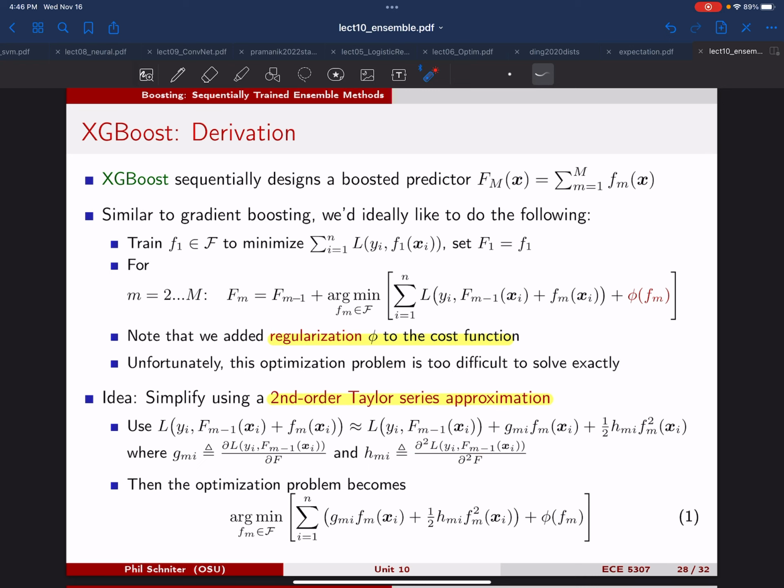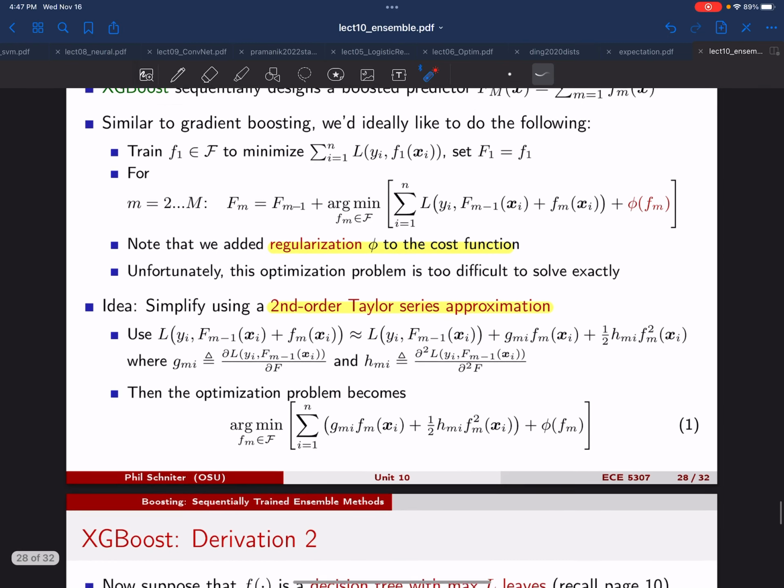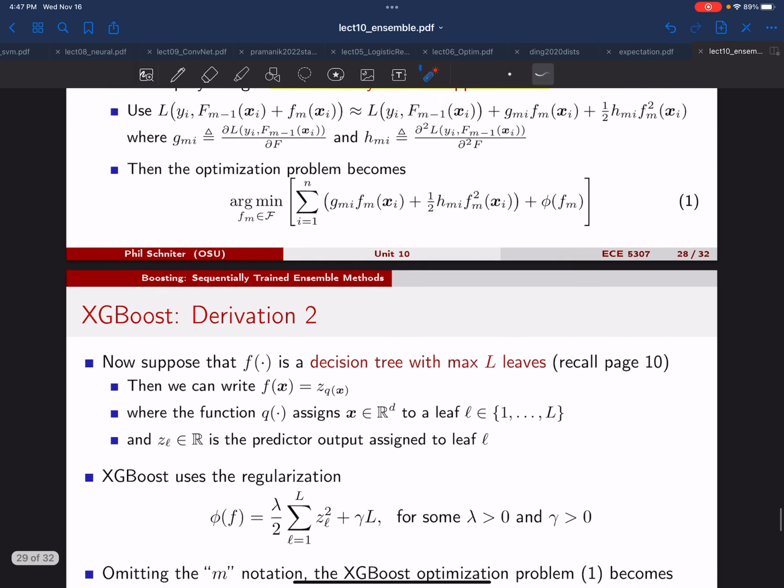And now you can see that when we are designing f_m, this is not a function of the little f_m. So we don't really have to worry about putting that back into our cost. We can just focus on these last two terms. They're the ones that depend on f_m. So this is what our loss becomes, and we have our regularization as before. Okay, so the question is, how do we proceed with this?